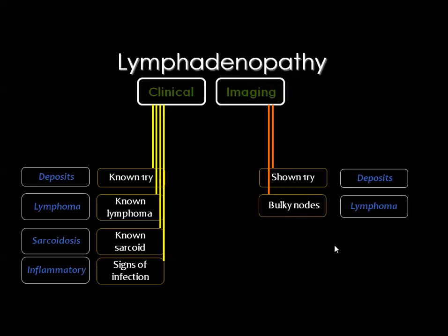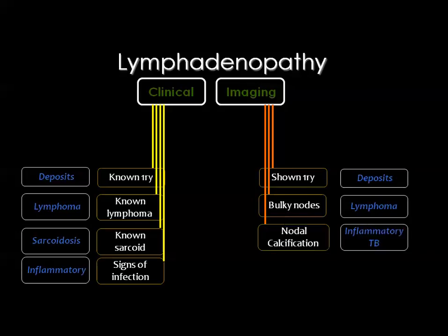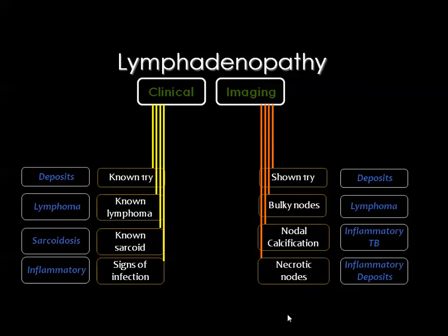If you see nodal calcification, you consider inflammation, and you should remember that there are some of the nodes that are malignant that may contain calcium. If you see a necrotic center, you consider inflammatory nodes, and also remember that the metastatic nodes may have a necrotic center, and you are able now to differentiate between both. And if there is an overlapping picture, you need to go for biopsy.